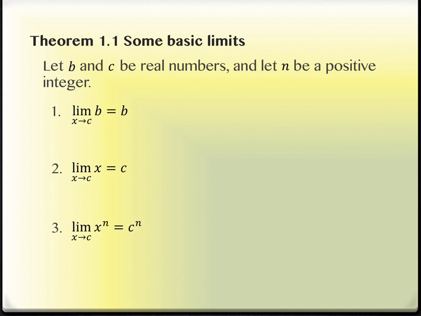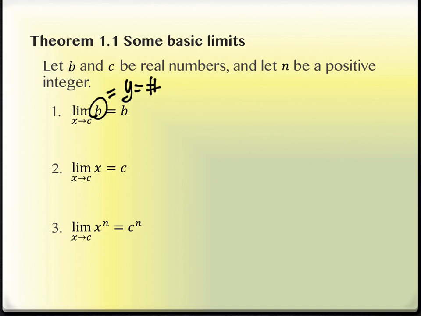B and C are real numbers, and N is a positive integer. If you have the limit as x approaches C of a constant B, then the limit is B. I'm not going to justify every single one of these, but some of them are really easy to see why they make sense. This one right here is one of those. This right here is just an equation, y equals some number.